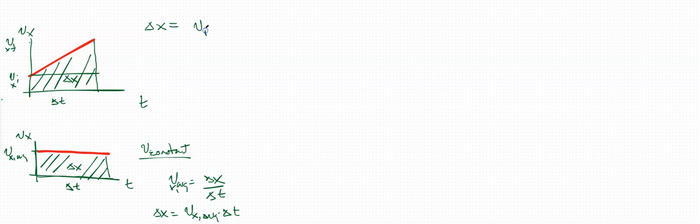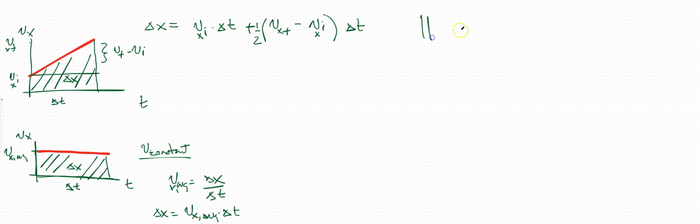So the height is the initial velocity, times the base, which is delta t, plus the area of the triangle, which is velocity final minus velocity initial in x. That's this part here, final minus initial, times the base, which is the time. And because this is a triangle, I have to do 1/2 of that.